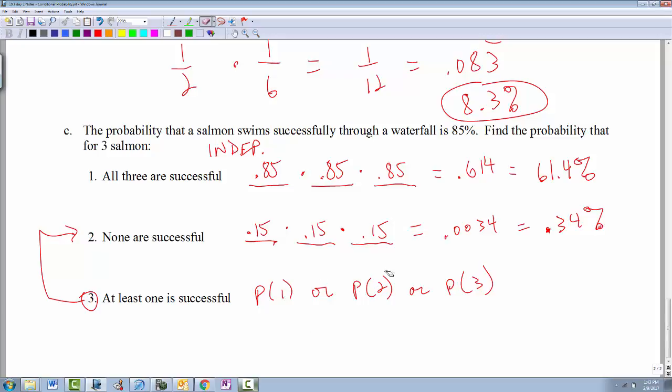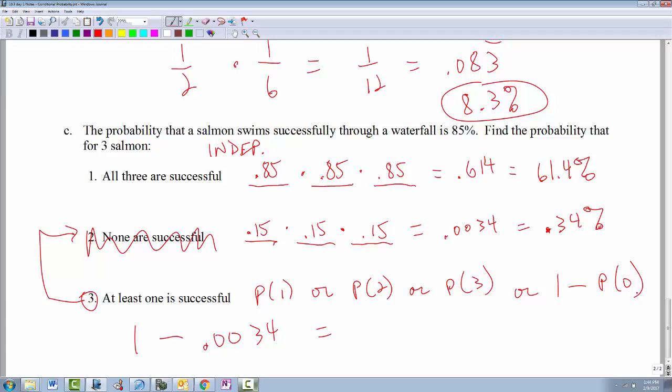What is the opposite of 1 or 2 or 3 making it? None of them making it. It's the opposite. This is the complement. So actually what we could do, at least one is successful, is 1 minus the previous question. So that's why I said when we first did this, even if we didn't ask to, I would say, well, it's either this or it's 1 minus the probability of 0 making it. Because it's the opposite of what's being asked. It's the complement, if you will.